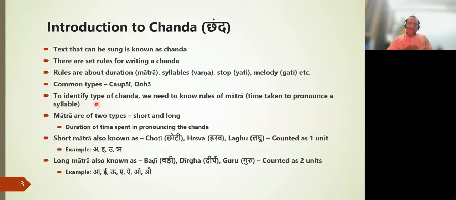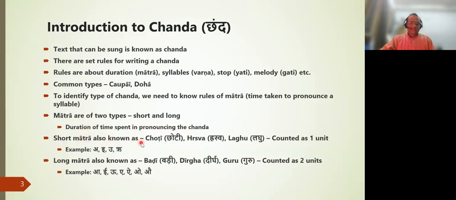In order to distinguish between the various types of chandas probably having the same syllables, we need to know the rules associated with the matra. Matra means the time taken to pronounce a syllable. I mentioned to you, ka is a short sound, ka is a long sound. So a long sound takes double time and a short sound takes half the time. For a short sound there is one matra. For a long sound there are two matras, 2 units. So matras are of two types, as I mentioned, short and long. The duration of time spent in pronouncing a chanda is known as matra.